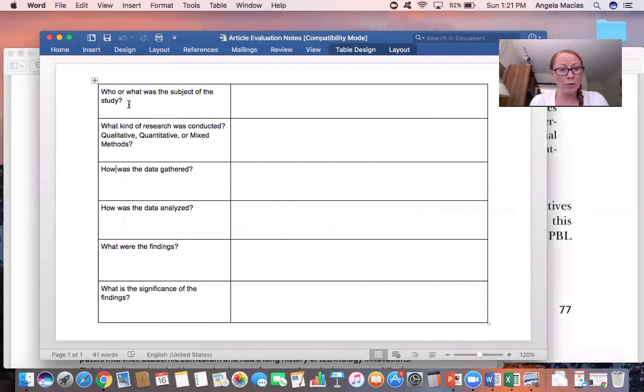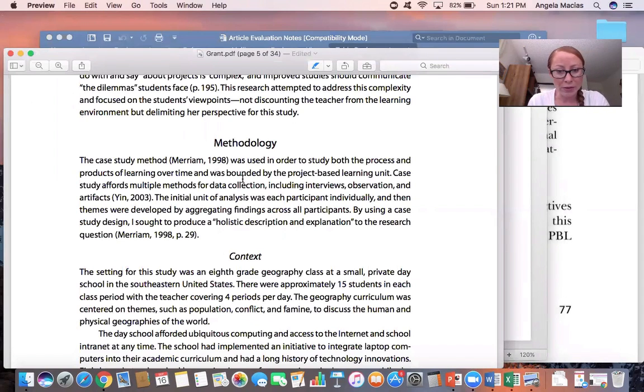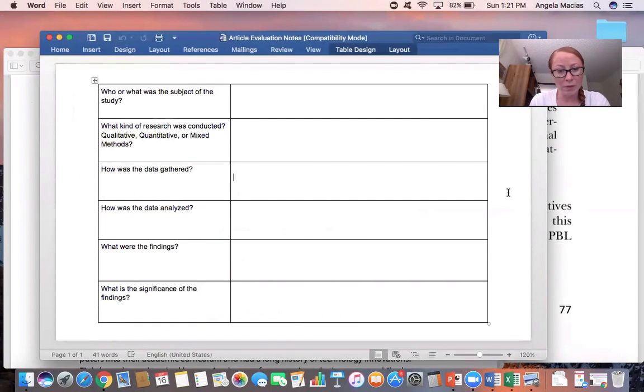We would want to know who or what was the subject. Okay, in this case, it would be 8th graders in geography class. What kind of research was conducted? We already know this is qualitative. How was the data gathered? We've already figured that out without even reading the whole thing. We know they did interviews, we know they did document analysis, and let's see, what was the other one? We said observations, right? So I would put those here. How was it analyzed? Well, I would have to keep reading to find that out, and I would also be able to find the findings.